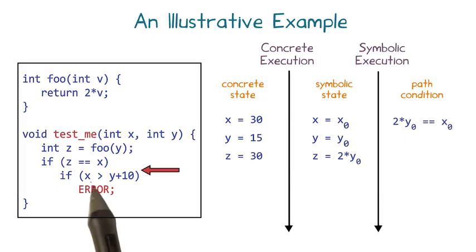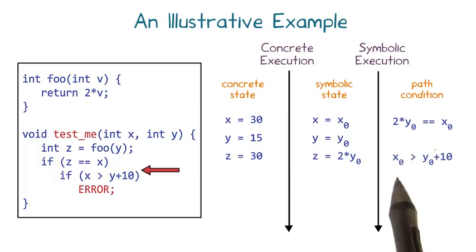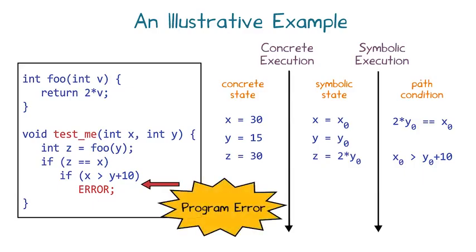Then, at the next branch point, the concrete value of x is indeed greater than the concrete value of y plus 10. So we add the new symbolic constraint x0 greater than y0 plus 10 to the path condition. This branch leads us to the error, at which point we have identified a concrete input which causes the program to fail, x equals 30 and y equals 15.